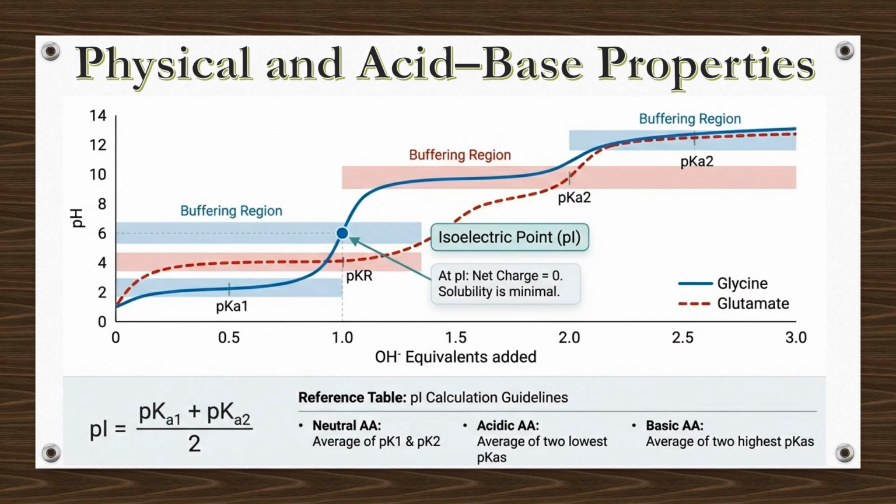Other side chains, including those of glutamate, aspartate, lysine, and arginine, also play roles in protein buffering.